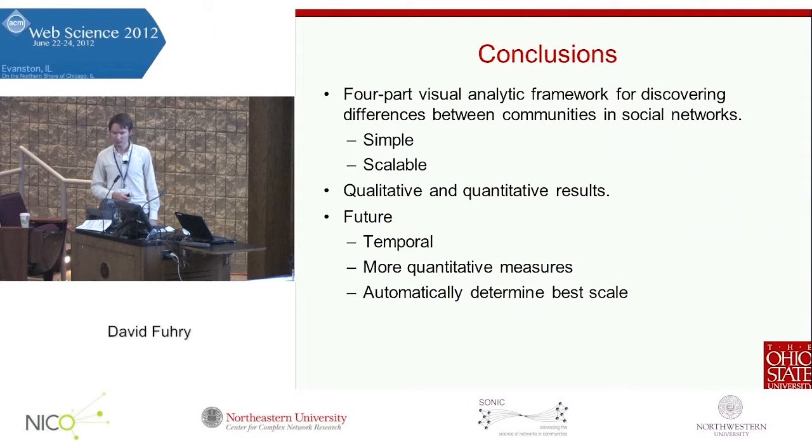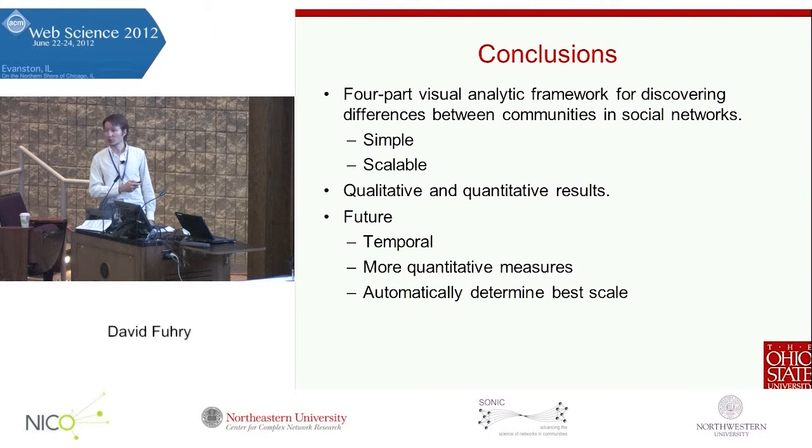So to conclude, in this work we present a visual analytic framework which helps to tell the difference between communities and social networks based on their content, based on what it is they're talking about. It's fairly simple because you can just scan some data, accumulate some frequencies and put them on a scatter plot. And it's pretty scalable because our methods scale well to million node social networks.